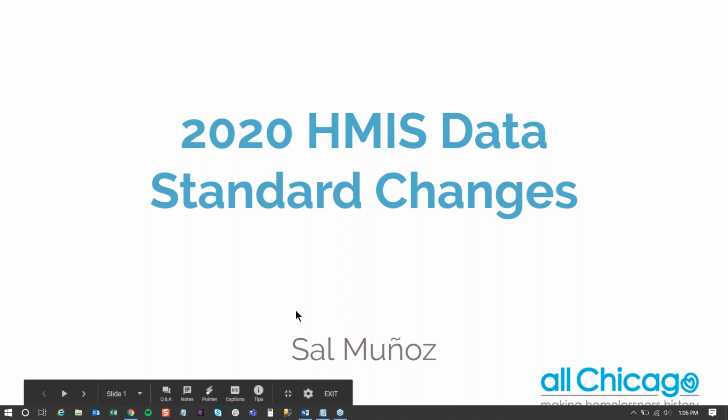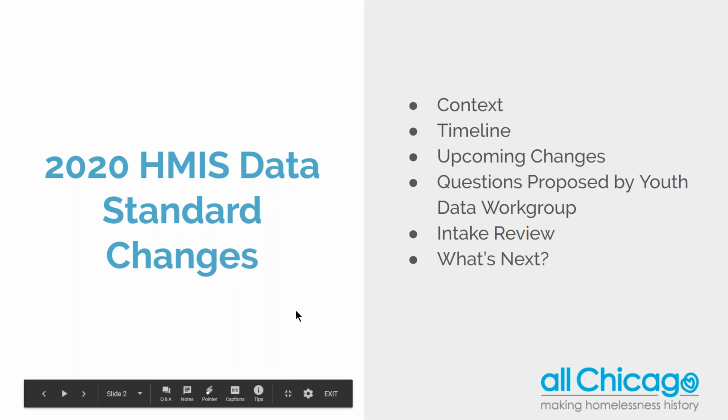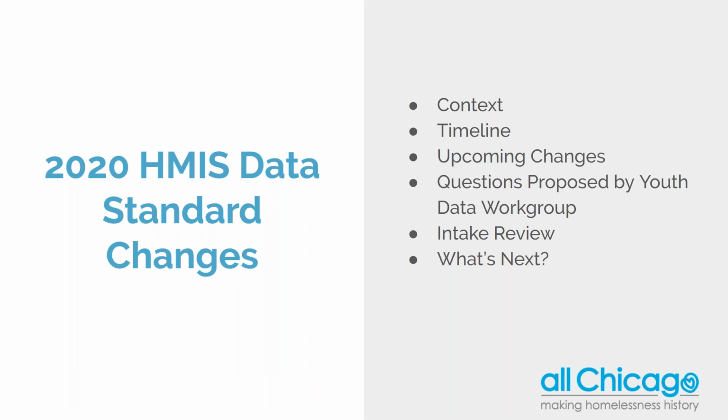So let's look at what we are going to be tackling today. We're going to talk a little bit about the context and the timeline of the 2020 HMIS data standards, and we are going to be talking through the upcoming changes. Towards the end of the presentation, I'm going to talk about the proposed questions by the data work group that will be implemented on October 1st. They're going to be optional, but we're going to go over why they're important and why they're encouraged. Then we'll review the actual intake files so that you get a sense of how you can adapt that intake file for your own use at your particular agency. And then we'll go over what's next.